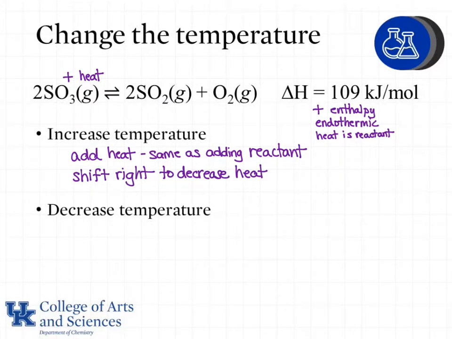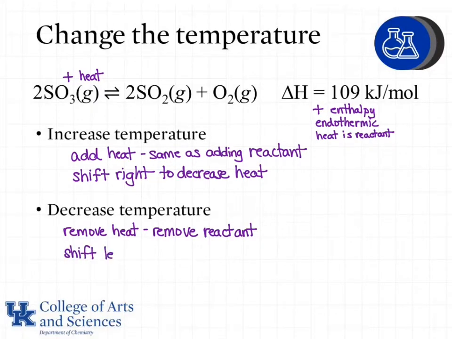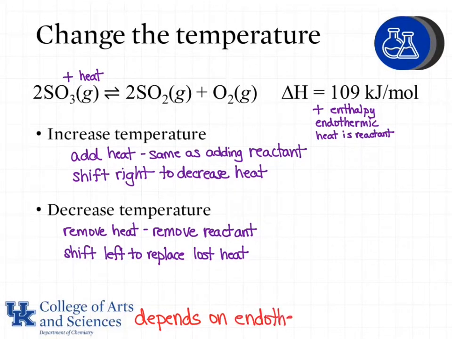If we decrease the temperature for an endothermic system, we are removing heat, so that's the same as removing a reactant. As a result, the reaction will shift to the left to increase the amount of heat present. When looking at adding or removing products, the shifting left or right happens exactly the same way. However, when we look at changing temperature, it will depend on whether or not the system is endothermic or exothermic.